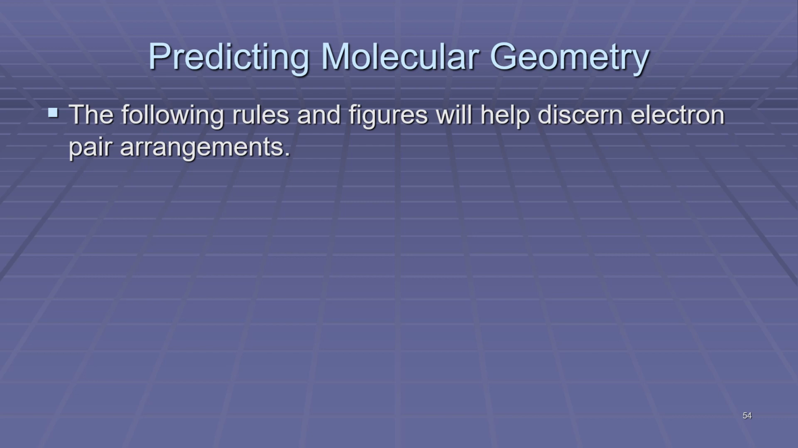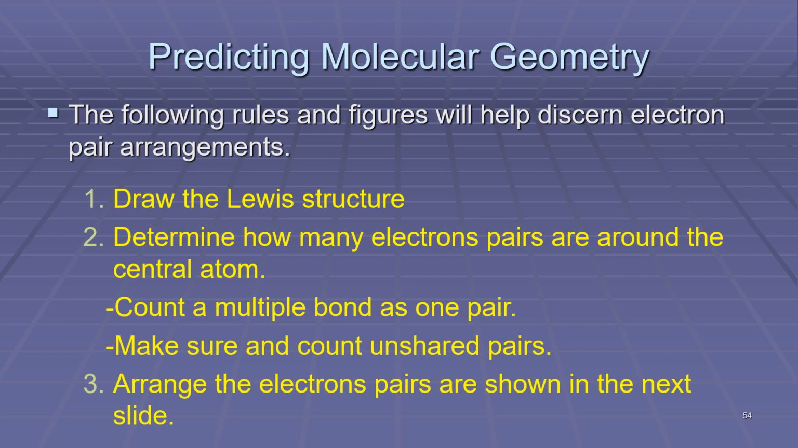And then it will depend on whether the electrons are bonded or non-bonded. So once we draw our Lewis structure, which we've just finished learning how to do, we're going to determine how many electron pairs are around the central atom. You want to count them all.